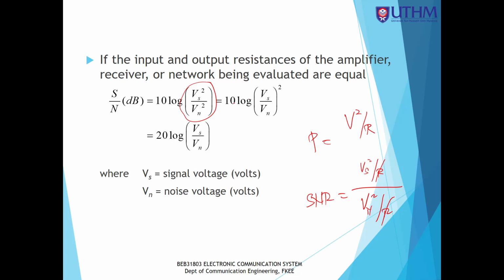Okay, so 10 log Vs square over Vn square. So the value of 2 here you can put in front. So 20 log Vs over Vn. Okay, V signal over V noise.